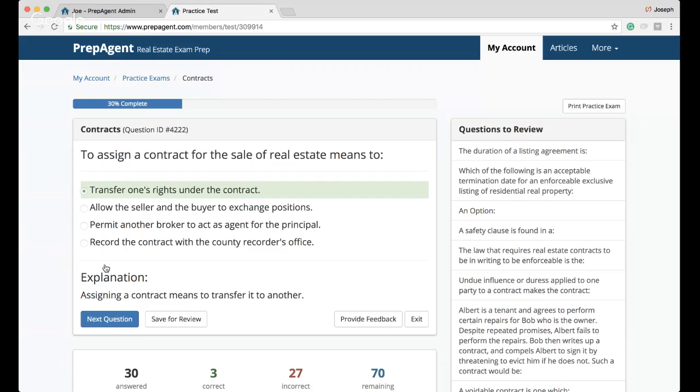Okay, transfers one's rights under the contract. You see this a lot when they talk about leases. They say, what's the difference between assigning and subletting your lease? Well, with subletting, you're only giving possession. You're not transferring over the responsibility. So somebody could stay there, but you're still responsible. But with assigning, you're giving everything over. It's not my problem, not my place. It's a new person's responsibility as well.